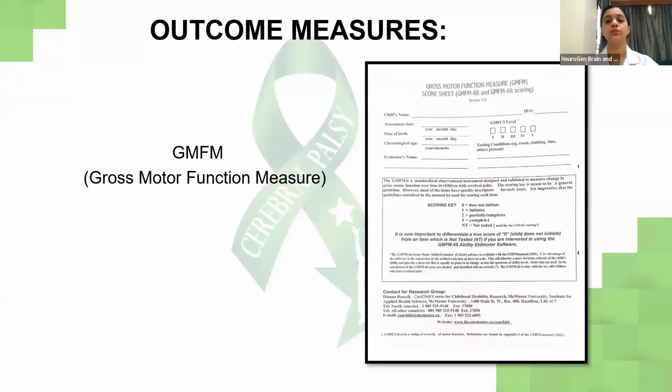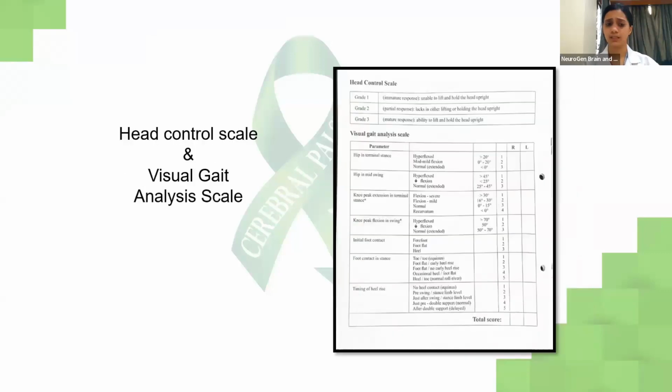Here we also mention the GMFCS level, in what level he fits into, Level 1, 2, 3, 4, 5, according to the age. Then the head control and the visual gait analysis. For a child who does not have head control, we have to grade them accordingly. And the visual gait analysis, for children who are ambulatory, how do they walk? How they walk in the stance phase and the swing phase needs to be mentioned.